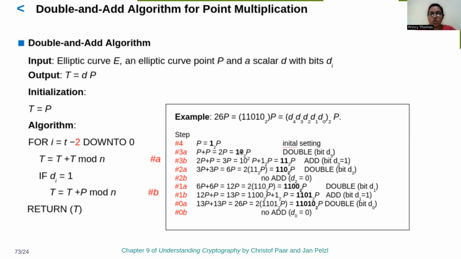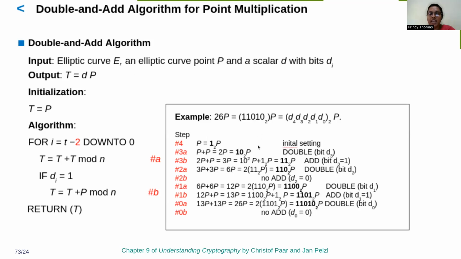Okay, so 10p plus 1 will give you 11p. Now we can see that the first two digits are correct. The next step is again a doubling. So we take the previous element, 11p plus 11p, which is equal to 6p. That will give you 110p. If you look, this third element is 0, so nothing more needs to be done.